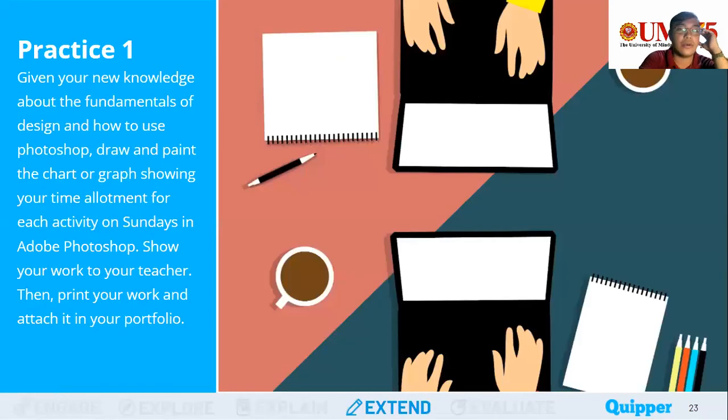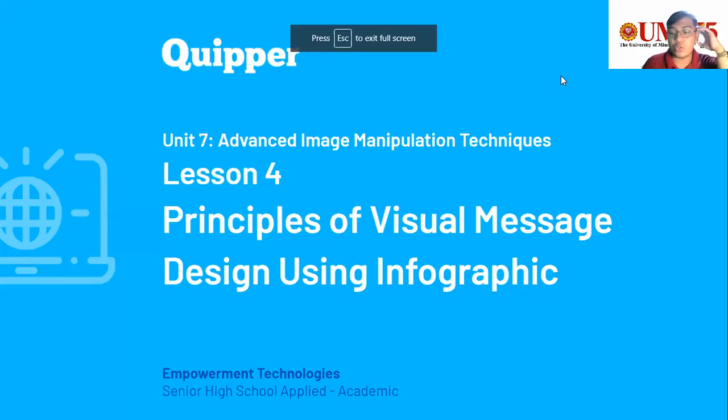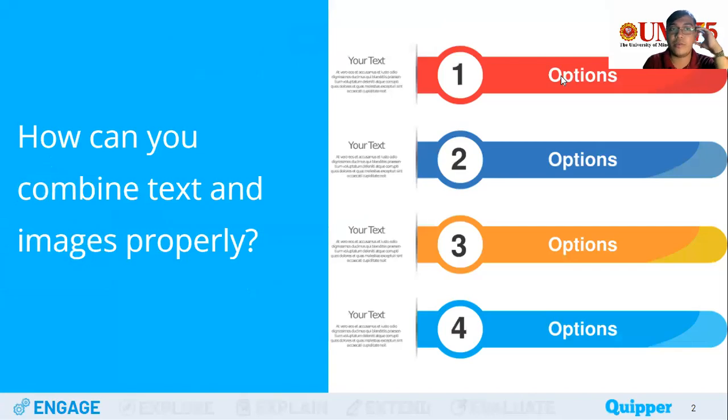Okay, so next, we have here Lesson 4, under Advanced Image Manipulation Techniques: principles of visual image design using infographics. Okay, so, proceed. How can you combine text and image properly?